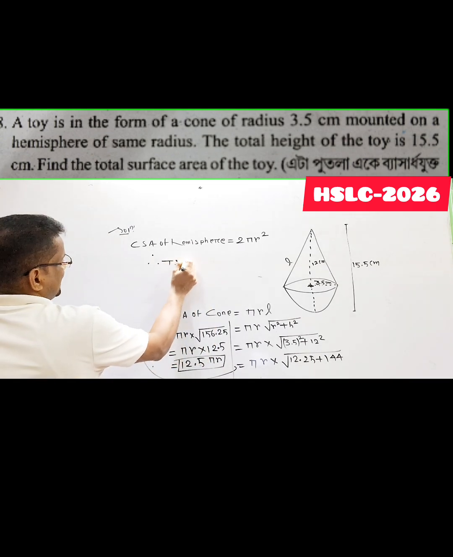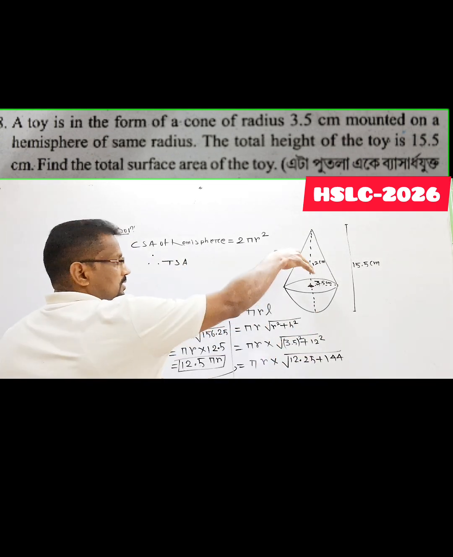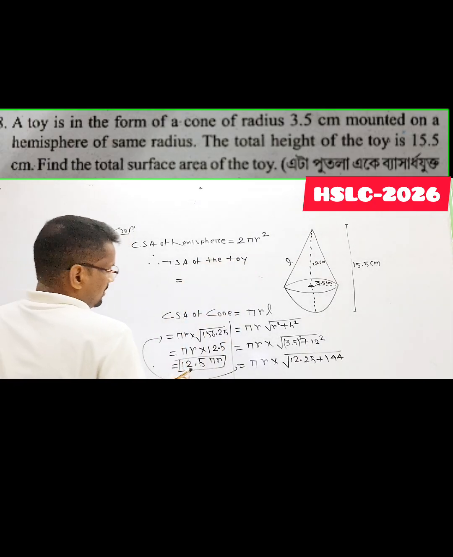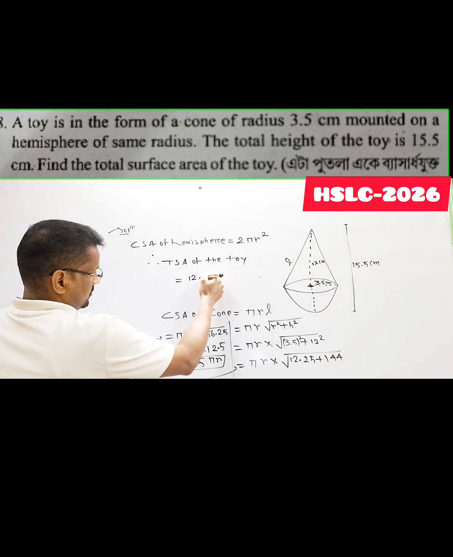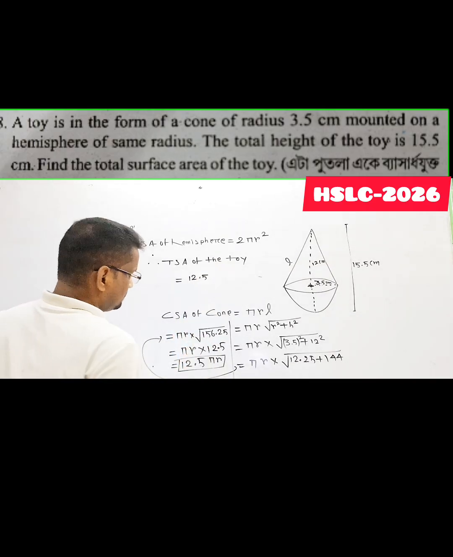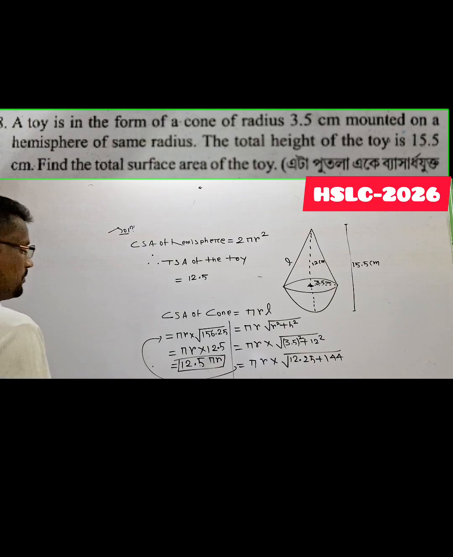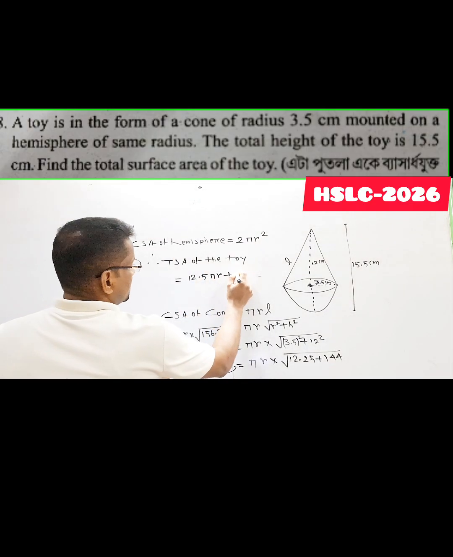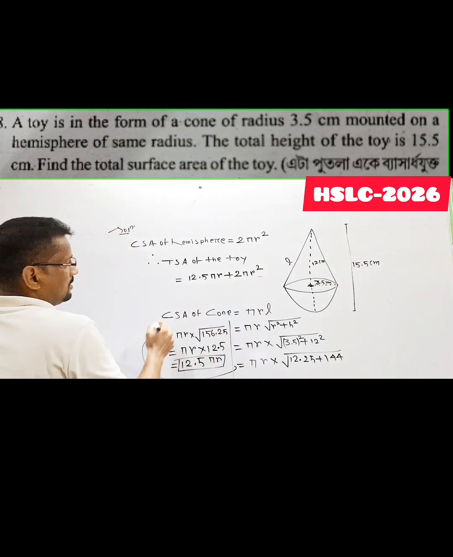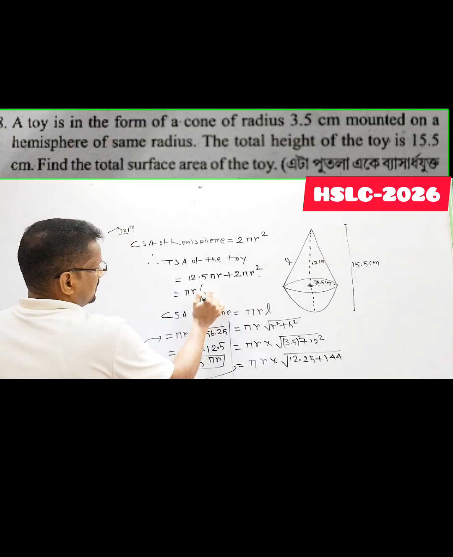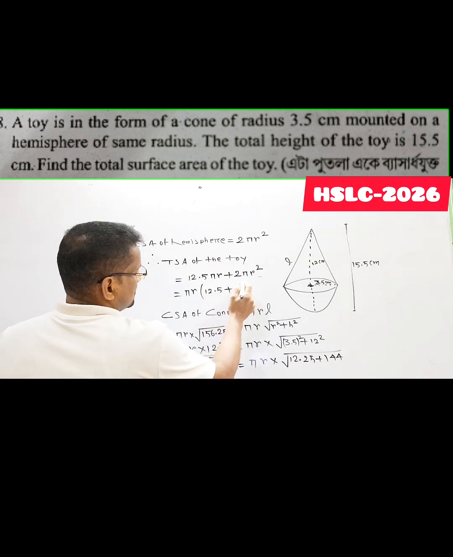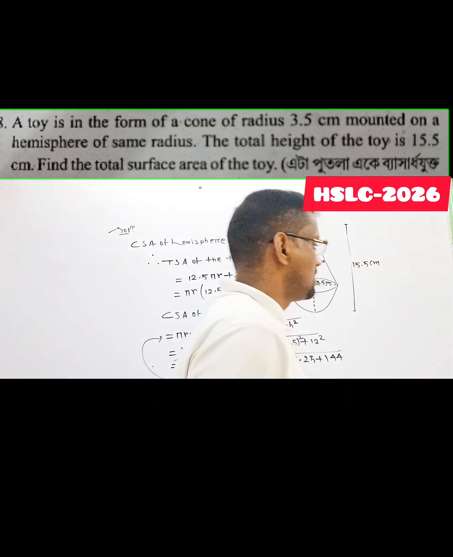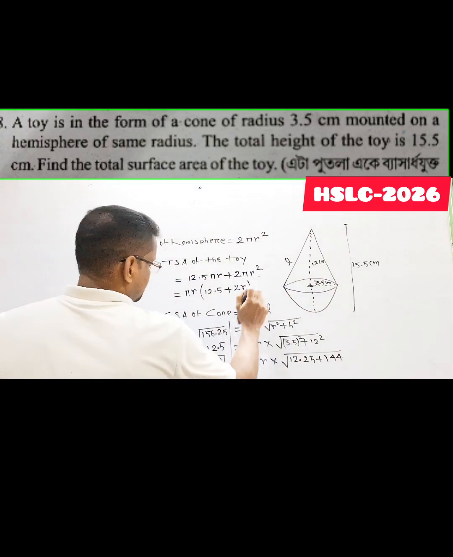Therefore TSA, total surface area of the toy, equal to 12.5 pi r as it is plus CSA of hemisphere, that is 2 pi r square. From here take pi r common, it is just 12.5 plus 2r. Then put the value of r now.